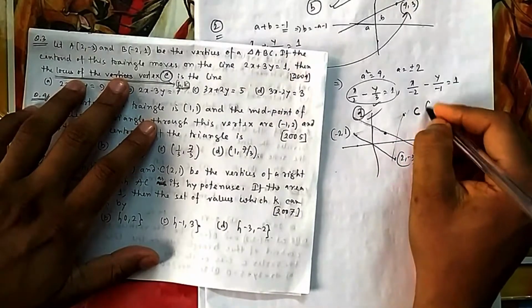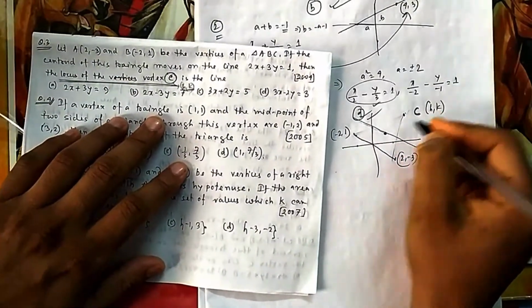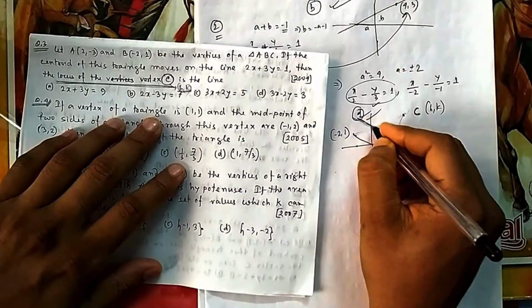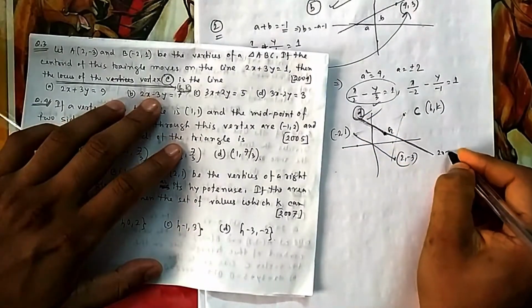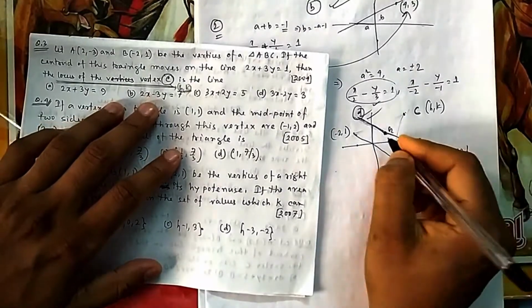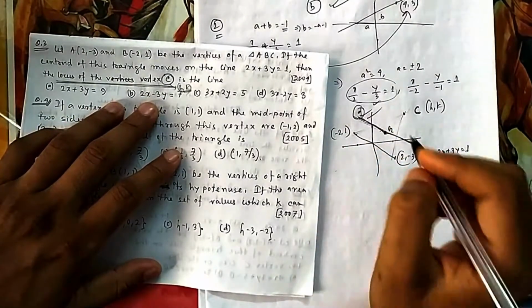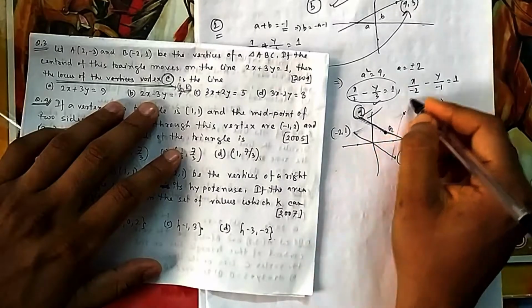So this is, suppose, C. Which locus do I have to calculate? H is the centroid, and it is moving. They are saying the centroid is moving on the line 2x plus 3y is equal to 1. Moving means the centroid is lying on this line, because your C can be this also.